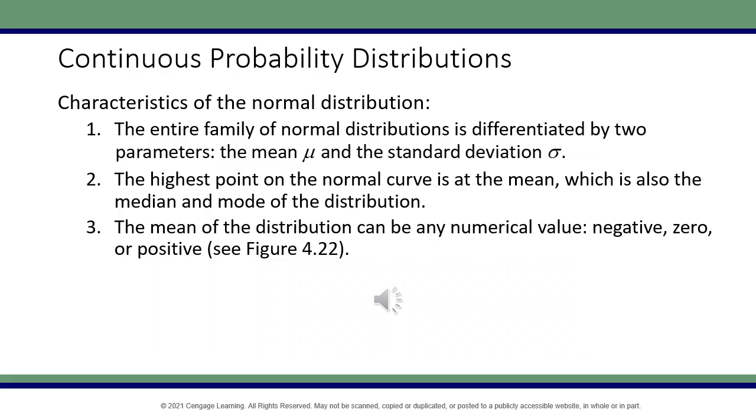Each normal distribution is defined by two parameters, the mean, mu, and the standard deviation, sigma. The highest point on the normal curve is at the mean, which is also the median and mode of the distribution. The mean of the distribution can be any numerical value: negative, 0, or positive. This flexibility allows the normal distribution to model a wide range of phenomena.